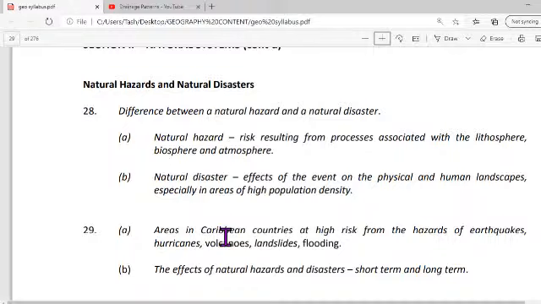Then we have natural disaster that we're supposed to look at. Effect of the event, which is the actual thing, on the physical and human landscape, especially in areas of high population densities. So for disasters, population density is important.